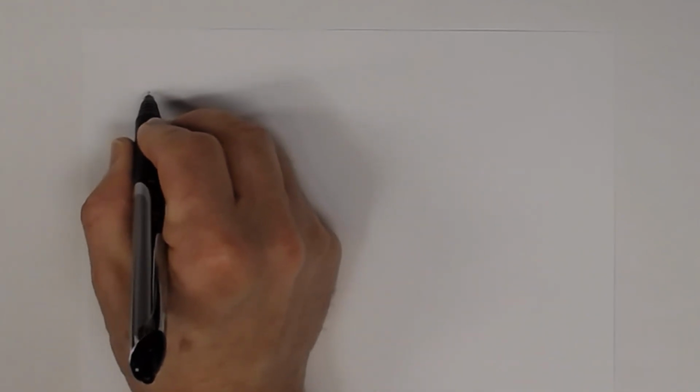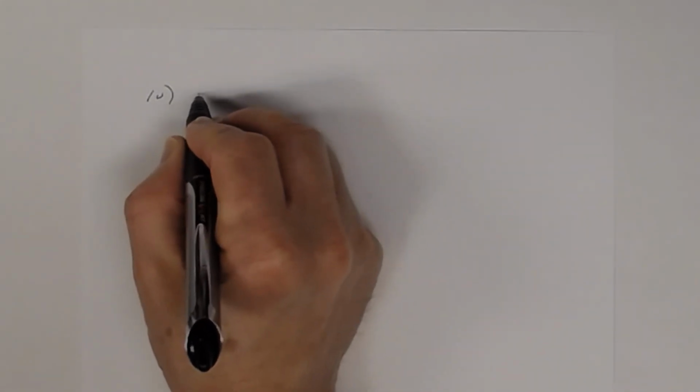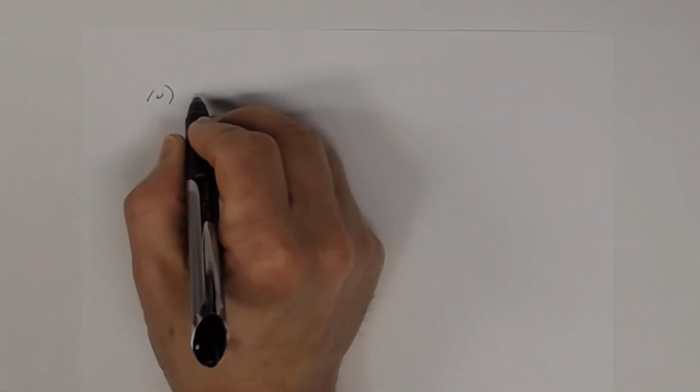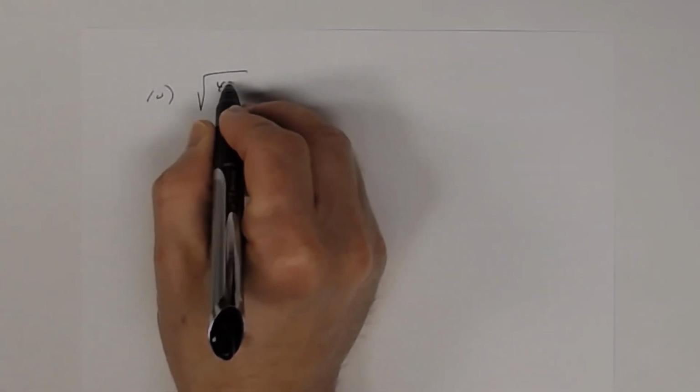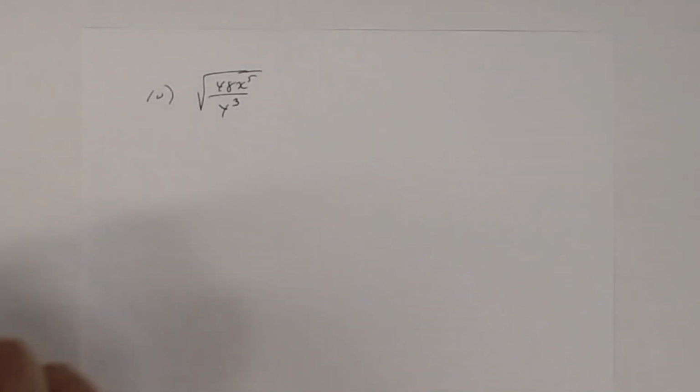All right, let's look at the next one. So let's do a couple more. So I think that will help you with the topic for this week on that part. So this is number 10. So number 10, let's do another one like that, see what happens. So number 10, we have the square root of 48 x to the 5th divided by y to the 3rd.